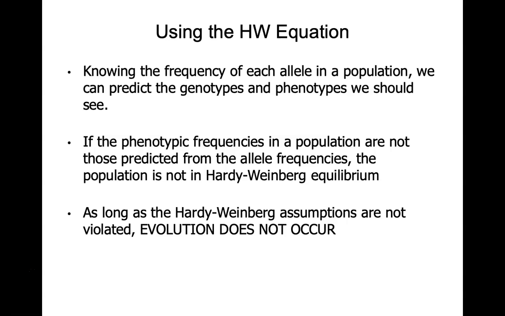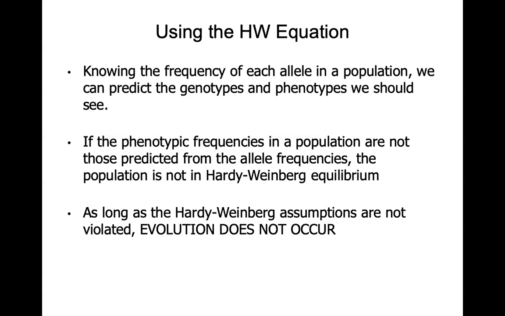So why do we use this Hardy-Weinberg equation? We use this because if we know the allele frequency in a population, we can predict the genotypes and the phenotypes that we would expect to see. Then we can relate that to evolution. If the phenotypes that we see are not what we predict, then the population is evolving. In other words, they are outside of something called Hardy-Weinberg Equilibrium.